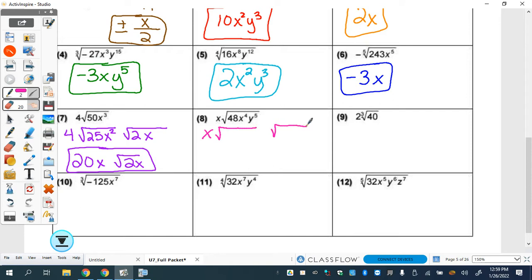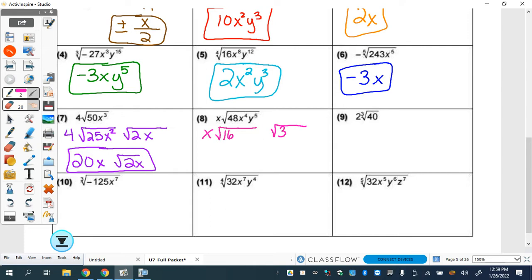All right, number 8. What is our largest perfect square that goes into 48? 4 is a perfect square that goes into it. It's not the largest, though. 16. And then it's 16 times 3, so 3 goes in the other one.